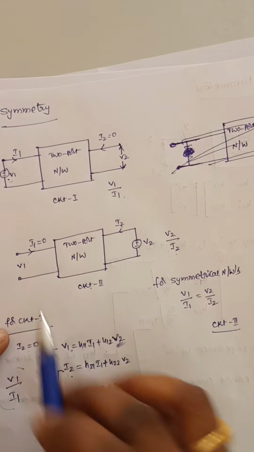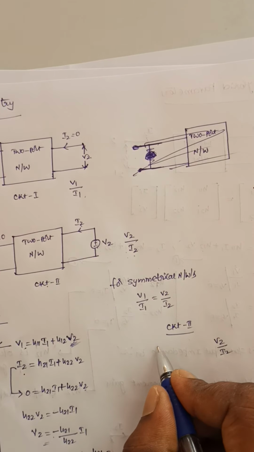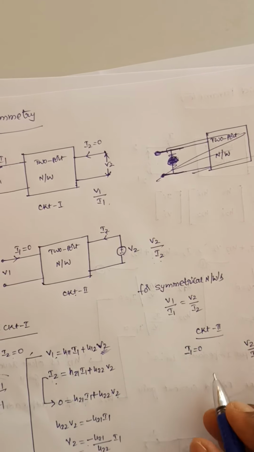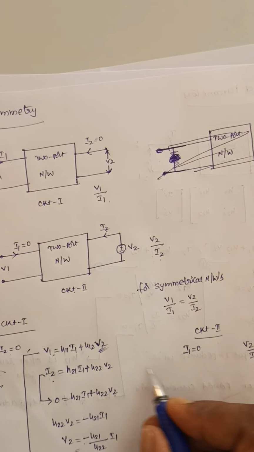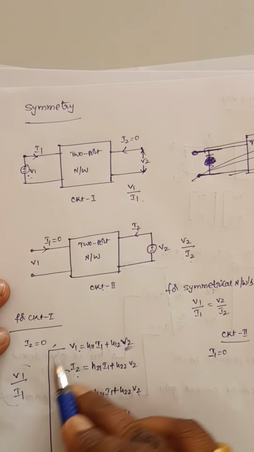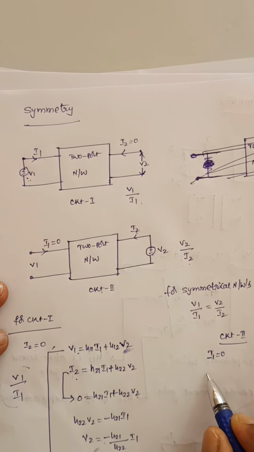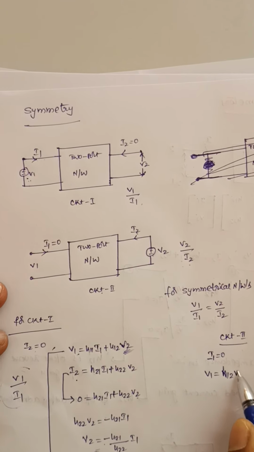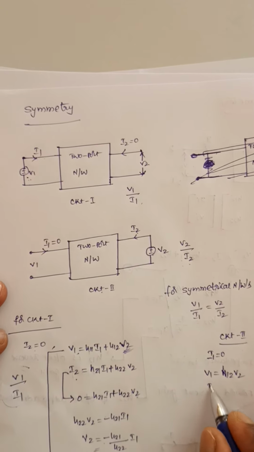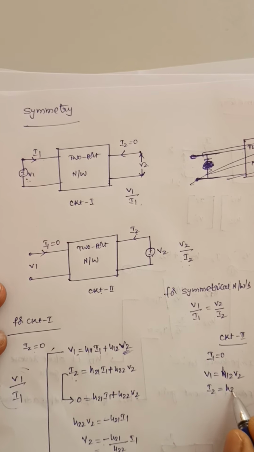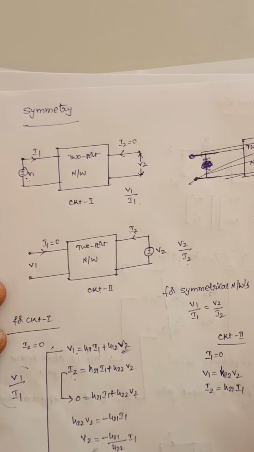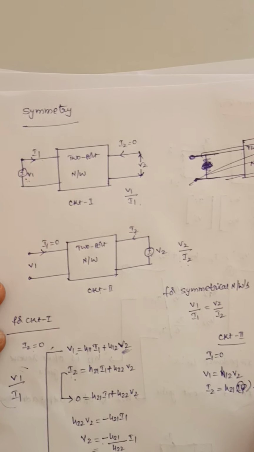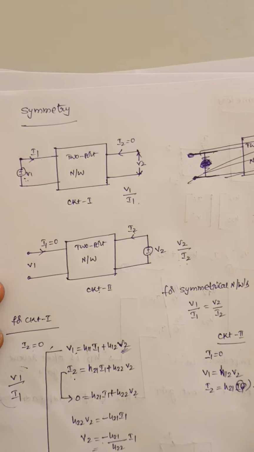Here the condition is I1 is equal to 0 for circuit 2. You substitute the same I1 is equal to 0 in these equations. What you get here is V1 is equal to H12 into V2. In this, I2 is equal to H21 I1. Since I1 is equal to 0, it is 0 plus H22 V2. Is it okay?